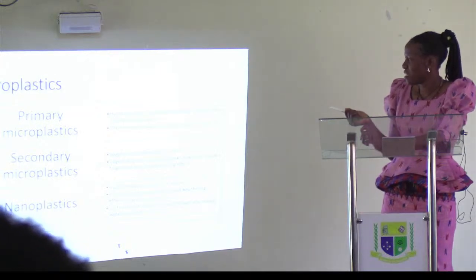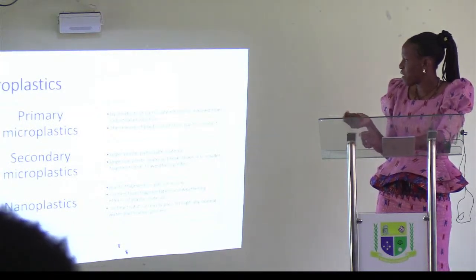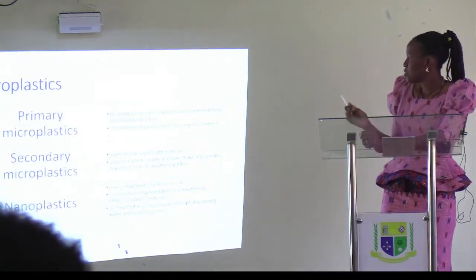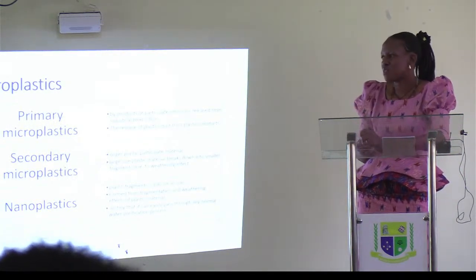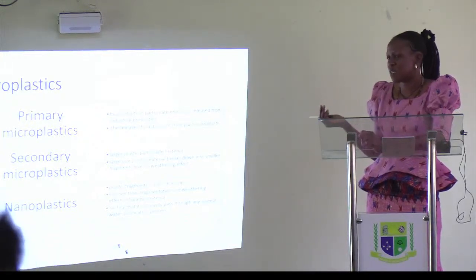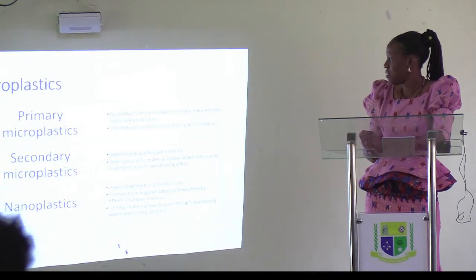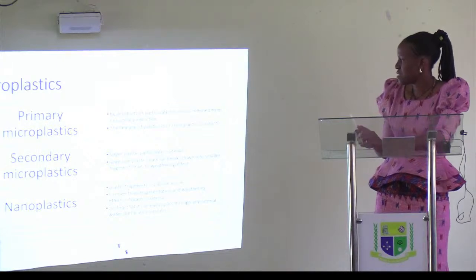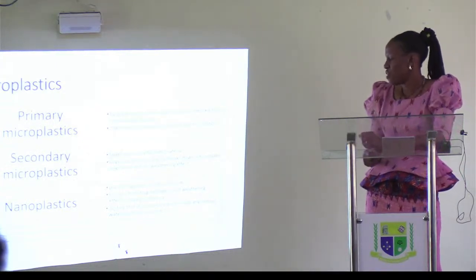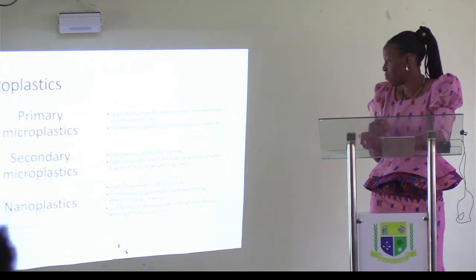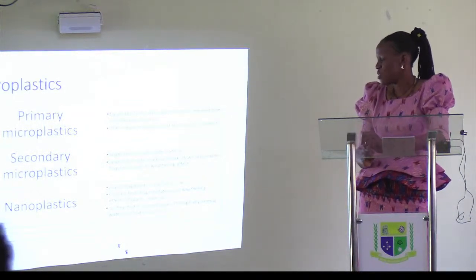Microplastics are classified into different forms. We have the primary microplastics: during production we are producing emissions and dust from plastic to give us our primary microplastics. Then the secondary microplastics are products of weathering, and the nanoplastics are also products of fragmentation and weathering.